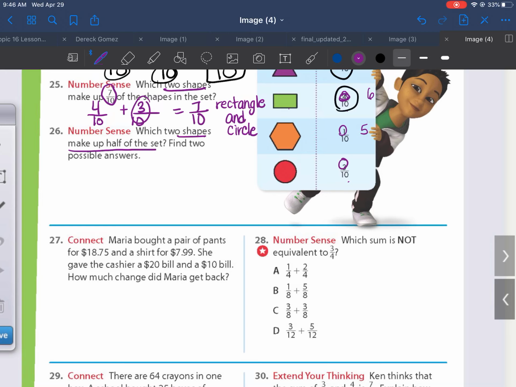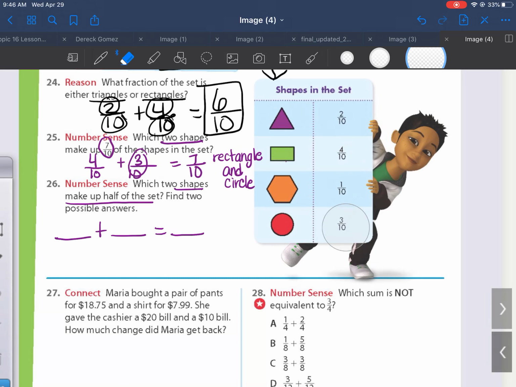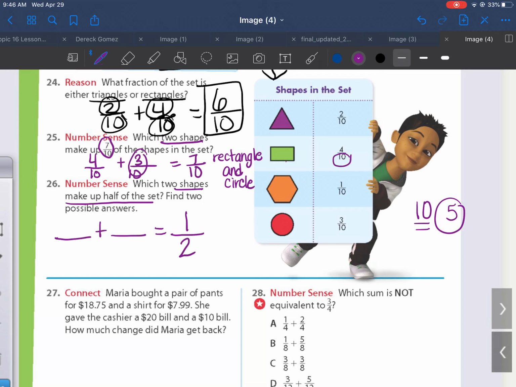Number 26. What two shapes make half of the set? What two shapes, 1, 2, make half of the set? When we come over to our table, if you notice, the total is 10. So in all, there are 10 shapes. What is half of 10? Half of 10 would be 5.